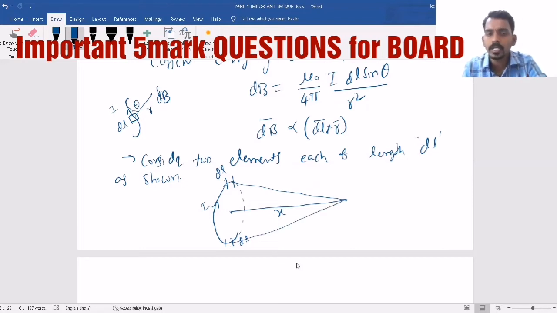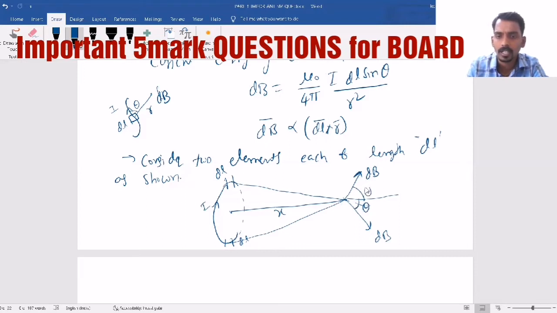Why we are considering two elements simultaneously? Because one of their components get cancel each other so that you can find the magnetic field easily. Like now this is the R bar, this is the L bar. So this is the magnetic field which is perpendicular to both of them. Similarly, this is the dB due to the other one. Now this is the actual direction axis.